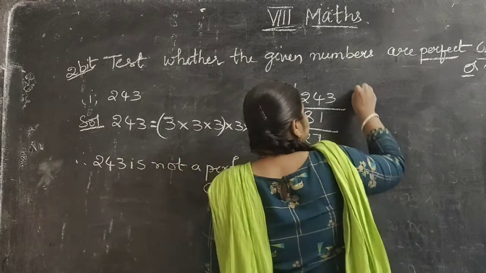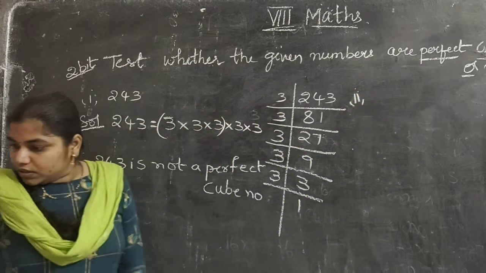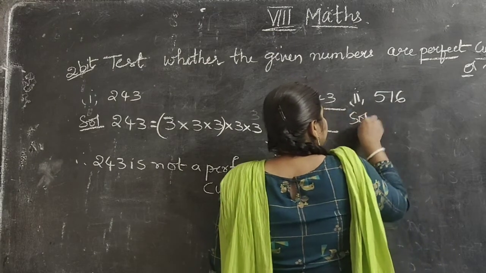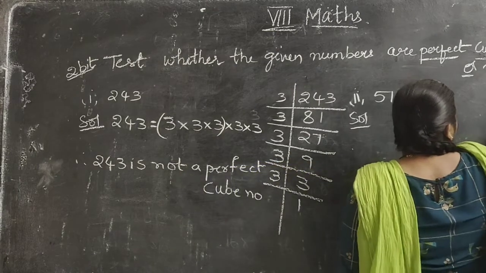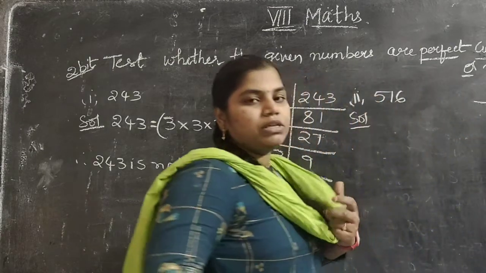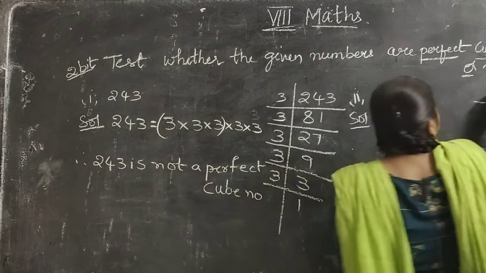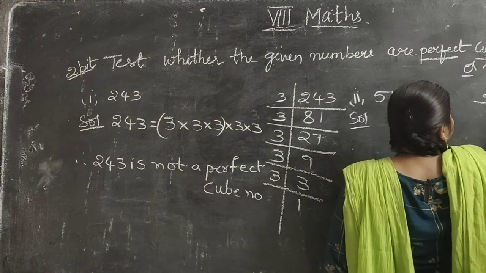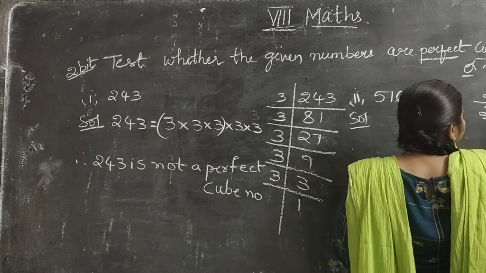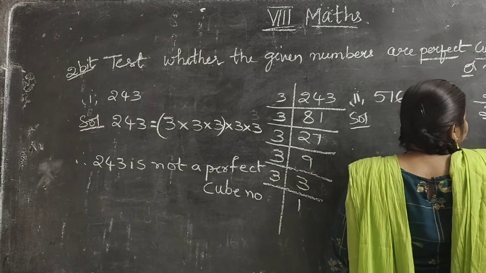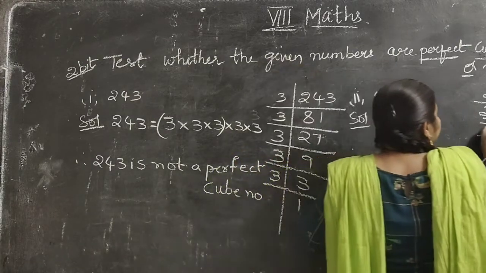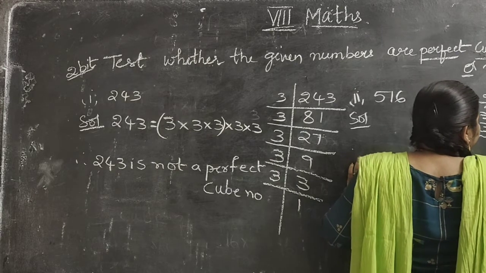Second one. What is second one here? Second one is 516. So again by using prime factorization we are finding. The last digit is an even number, so it will be divisible with 2 table. So 2 2s are 4, 2 5s are 10, 2 8s are 16, 2 1s are 2, 2 2s are 4, 2 9s are 18. 9 plus 1 is 10, 10 plus 2 is 12. It will go in 3 table. So 3 4s are 12, 3 3s are 9.